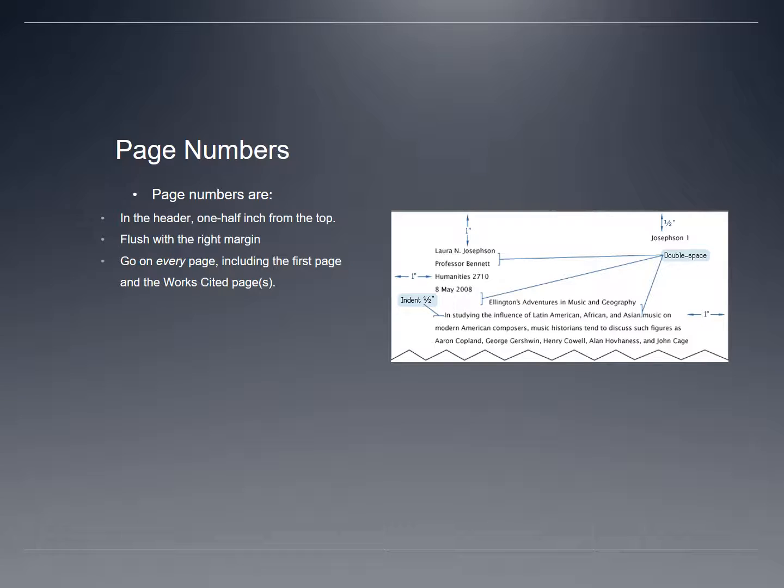Page numbers in MLA. They are in the upper right corner. They're in the header, 1/2 inch from the top. They're flush with the right margin. They go on every page, including the works cited page. This example here, this Laura Josephson piece, is directly from the MLA handbook. So yes, I know this is exactly how it's supposed to be because it's actually literally in the book. So put page numbers on every page.